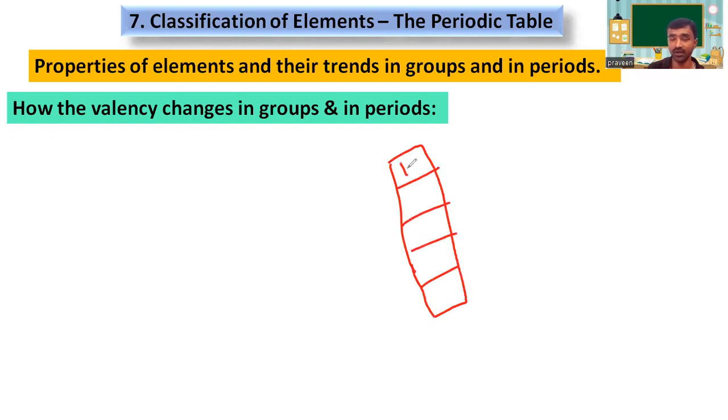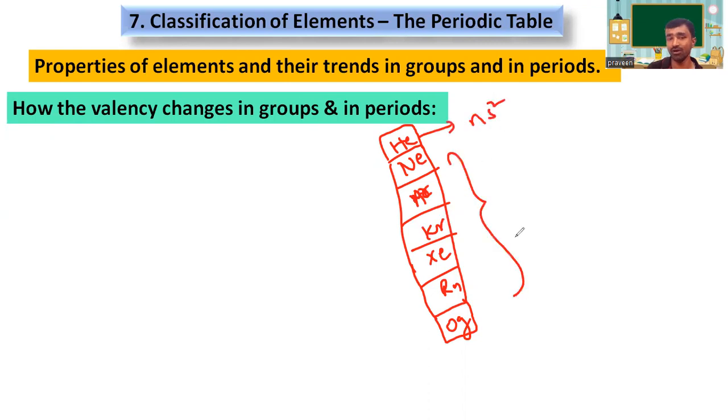For example, here: helium, neon, argon, krypton, xenon, radon. What is the general electronic configuration given? Only for helium it is ns2; the remaining all have the ns2 np6 configuration.